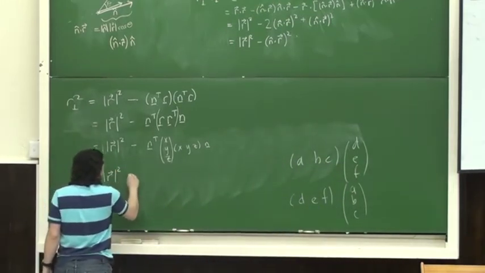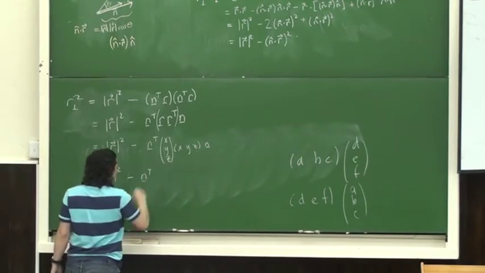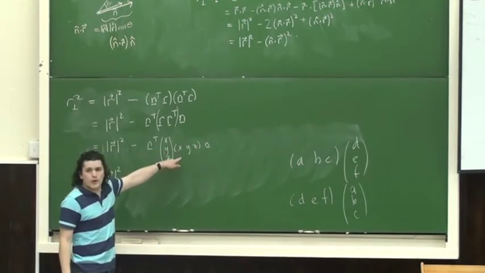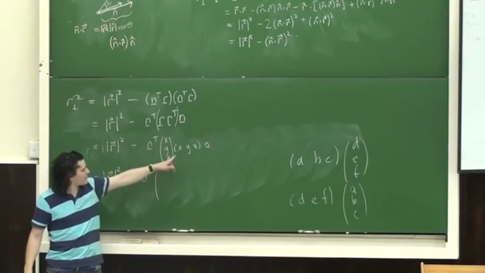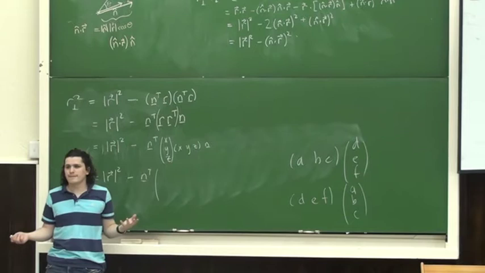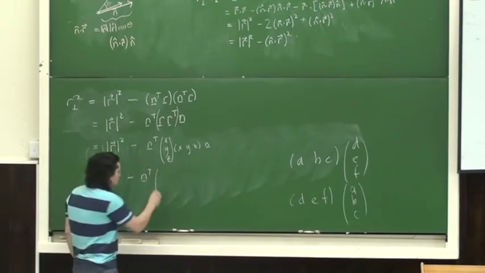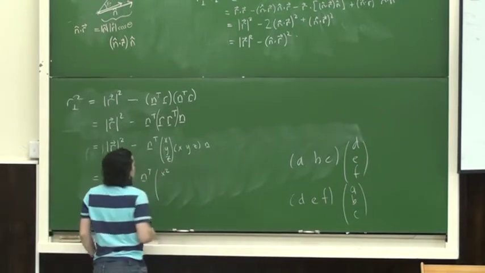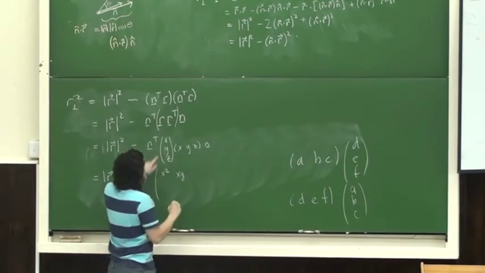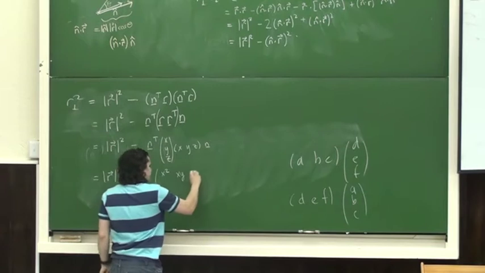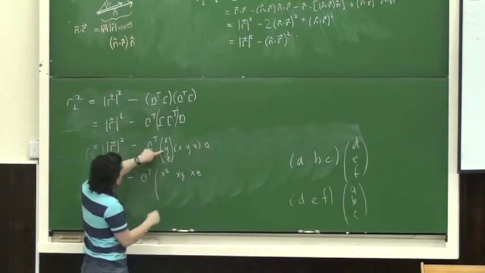r squared minus n transpose. This gets x squared in the first term. What's it going to be? This is a 3 by 1 and this is a 1 by 3. So the product will be 3 by 3. So there's x squared here. And then the next term will be x, y. The next term will be x, z. And down one will get y, x.